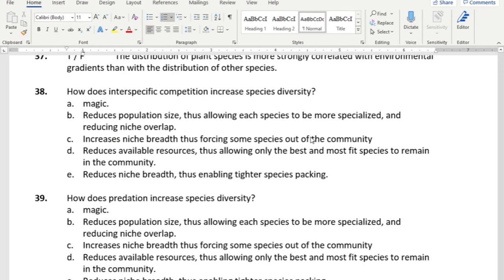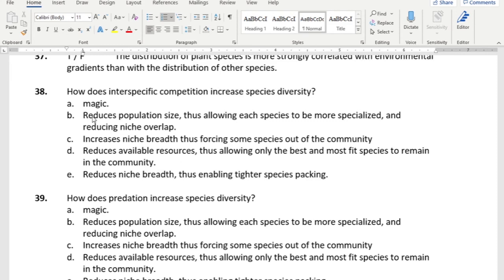Okay. So if you think about it, competition is going to... natural selection should operate to minimize the amount of overlap between species. Therefore, the niches are narrower, and you can therefore squeeze more species into the community. Okay, so it doesn't increase niche breadth, it reduces niche breadth, thus enabling tighter species packing.